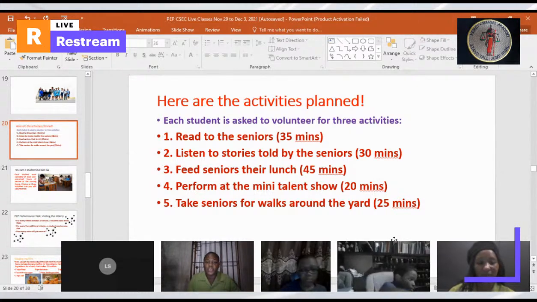1, read to the seniors 35 minutes. 2, listen to the stories told by the seniors. 3, feed the seniors their lunch 45 minutes. 4, perform at the mini talent show 20 minutes. 5, take seniors for walks around the yard 25 minutes.